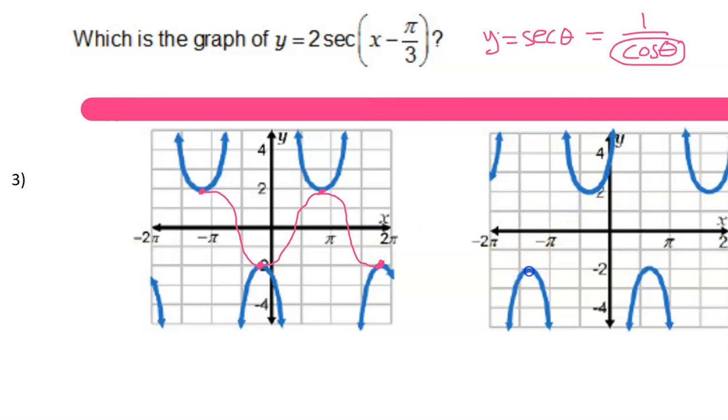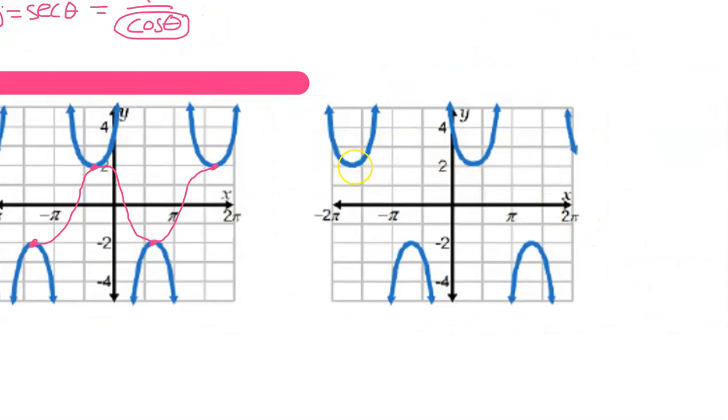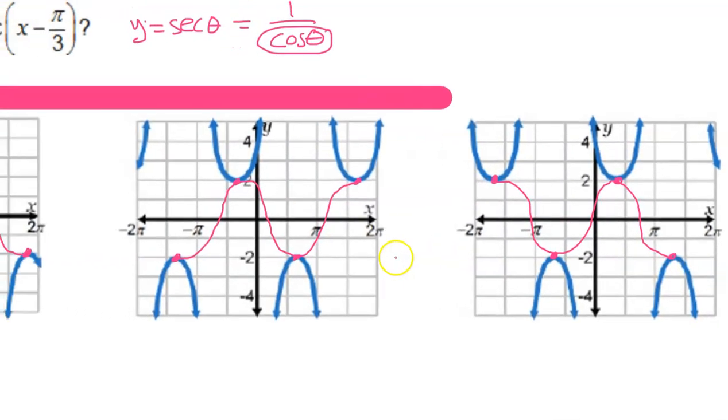And we'll do the same thing on this graph. So the graph will travel back and forth between these highs and lows. And we'll do the same thing on the third graph.